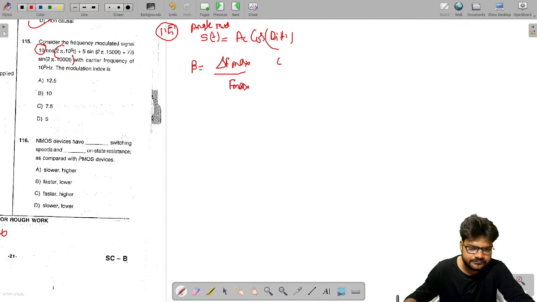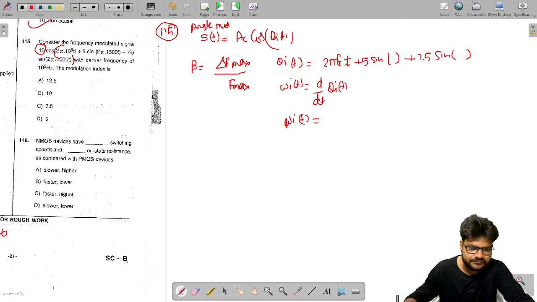So from this let us write theta i(t). Theta i(t) we are given is 2 pi fc t, fc is 10 to the power 5, we are given in the question, plus 5 sine this plus 7.5 sine. Okay, so this is theta i(t), and we have to find out delta f maximum. So we know omega i(t) is going to be d by dt of theta i(t). Let us find out omega i(t) first.